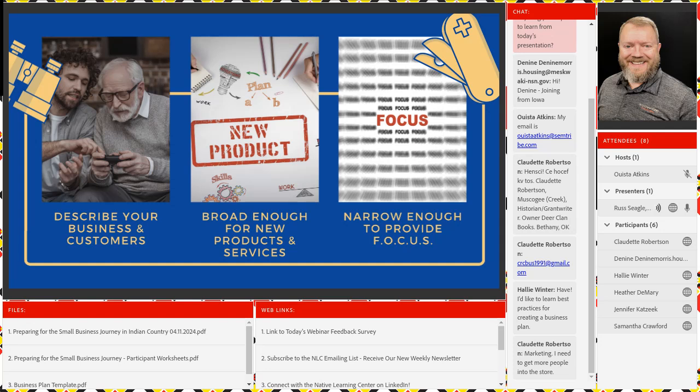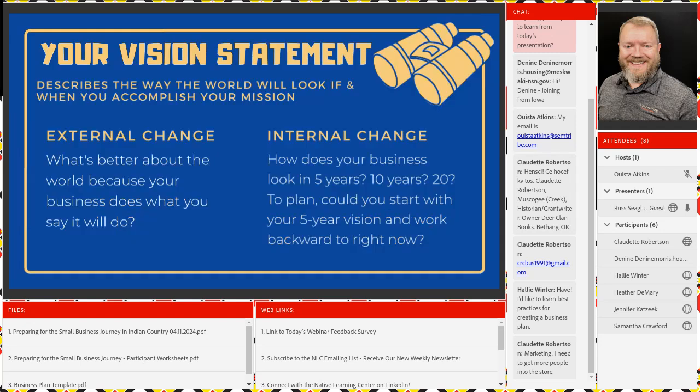Much like choosing a business name, you want it to kind of tell what you do, but again, not paint you into a corner. Your vision statement, again, is going to describe the way the world looks if you accomplish your mission. You're going to have two types of change. One is external. What is going to be better about the world? But internally, how is your business going to look in the future?